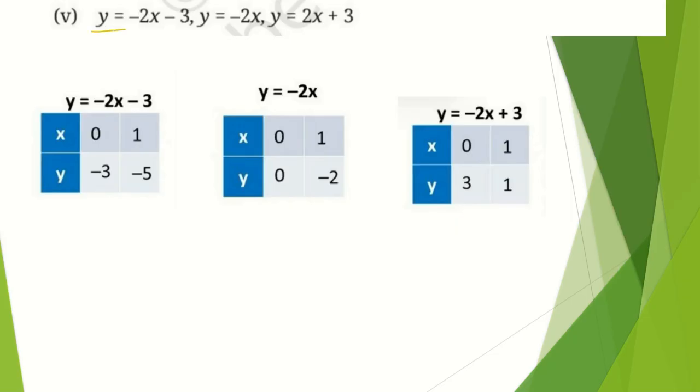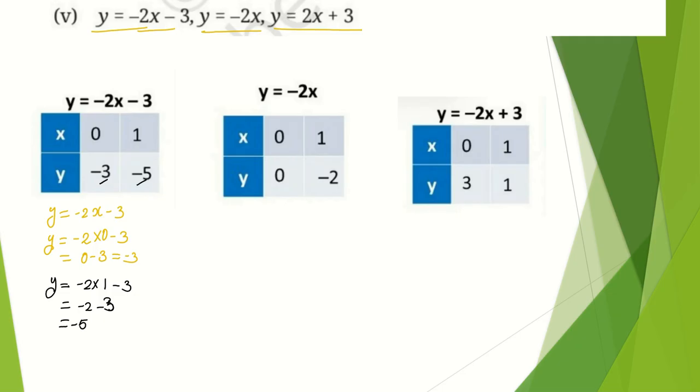Next question is y is equal to 2x minus 3, y is equal to minus 2x, y is equal to 2x plus 3. So is it y is equal to minus 2x minus 3? If I put x is equal to 0 what will I get? y is equal to minus 2 into 0 minus 3. That will be 0 minus 3, you will get minus 3. Isn't it? Now if I put x is equal to 1, y will be minus 2 into 1 minus 3, that is minus 2 minus 3, we will get minus 5. That's how you got this minus 3 and minus 5 here. So the coordinates are (0, -3) and (1, -5).